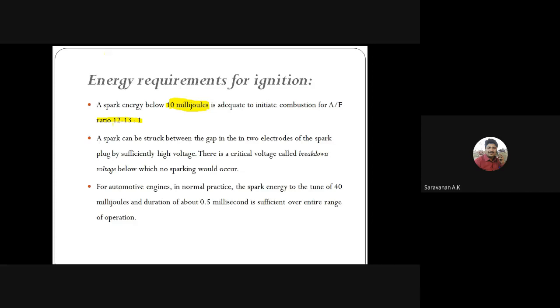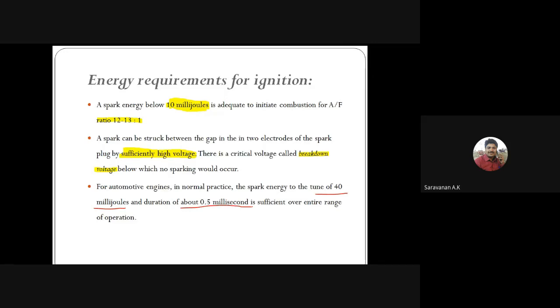Then when the spark is produced between the two electrodes of the spark plug by a sufficiently high voltage, that voltage is called the breakdown voltage. Then in automotive engines, the spark energy is around 40 millijoules, with a duration of 5 milliseconds.